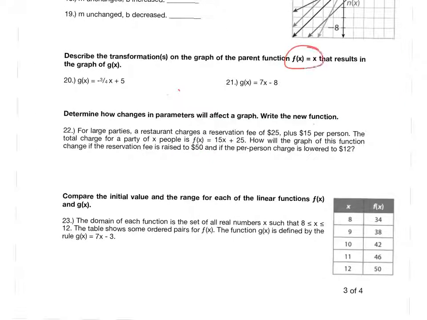So if this is our original parent function, what's going on? Well, it looks like if we look at our y-intercept, we shifted up 5. So we shift it up 5 units, and if you look, our slope is now negative, so that's going to be a reflection. So it was reflected along the y-axis. And one more thing, if you look at our slope, it's also now a fraction, it's smaller, so it's also going to be less steep.